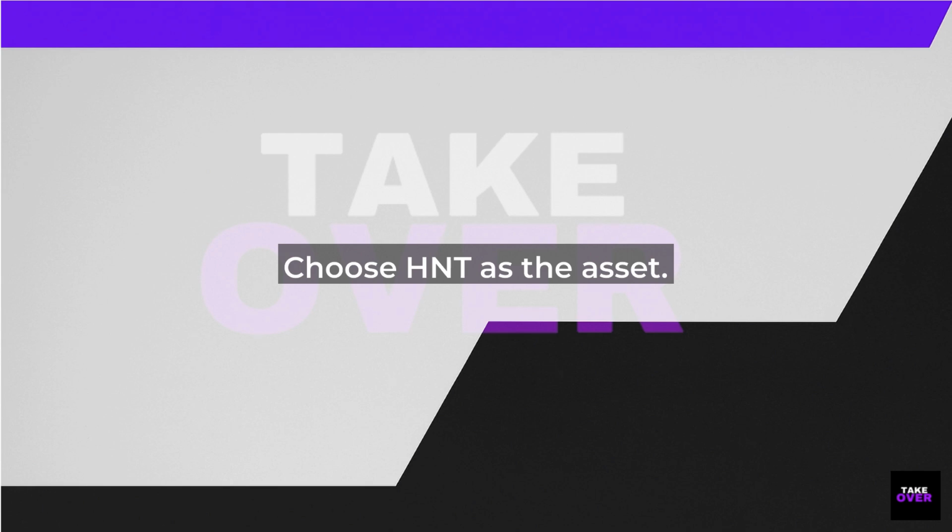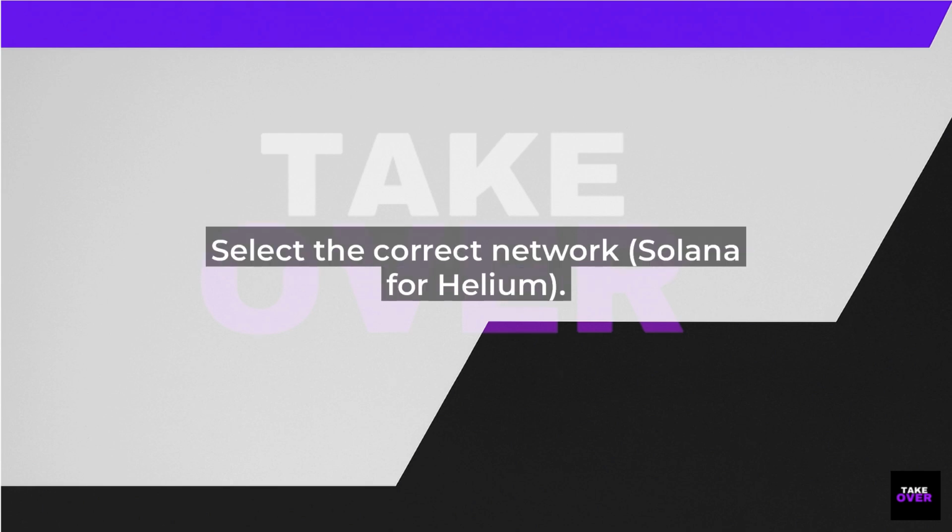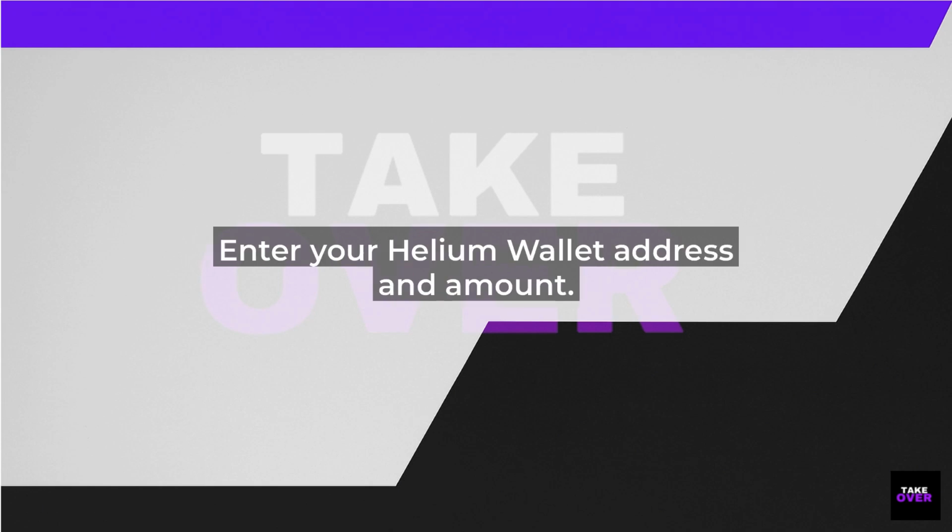Now, in the Withdrawal section, search for HNT in the Asset drop-down menu. Once you select HNT, you'll need to choose the network. For Helium, make sure it's set to the Solana network, as that's the one compatible in 2025. Double-check this to avoid any errors. Enter your Helium wallet address carefully. One wrong character could send your tokens into the void.